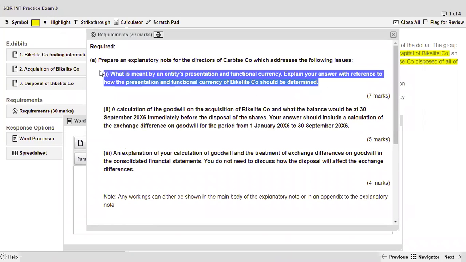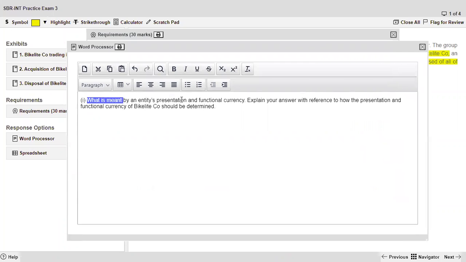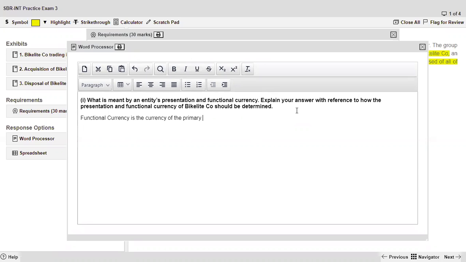So the first requirement of the question is this. When we talk about Bike Light, the functional currency is the currency of the primary economic environment in which an entity operates. Primary economic environment refers to the country whose economic forces act upon the entity.